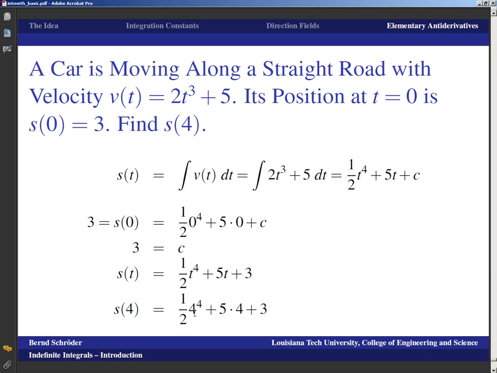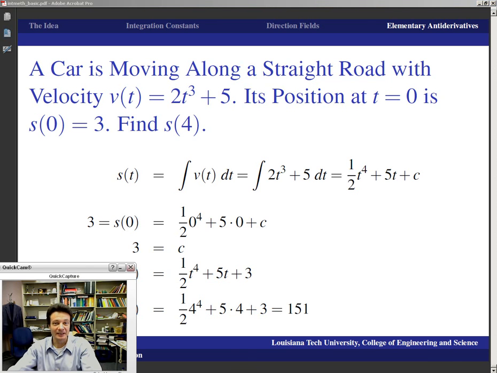Let's see if I can work that out. 4 to the fourth is 4 squared times 4 squared. 4 squared times 4 squared is 16 times 16, which is 256. 256 divided by 2 is 128. 5 times 4 is 20, so 128 plus 20 is 148, plus 3 is 151. All right, I can still do mental arithmetic.